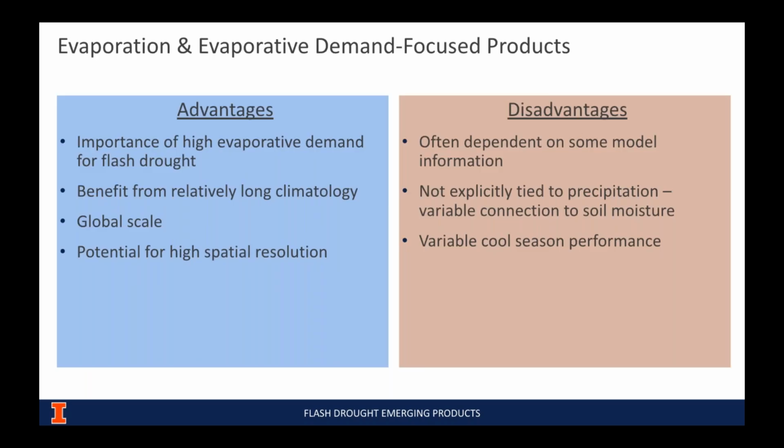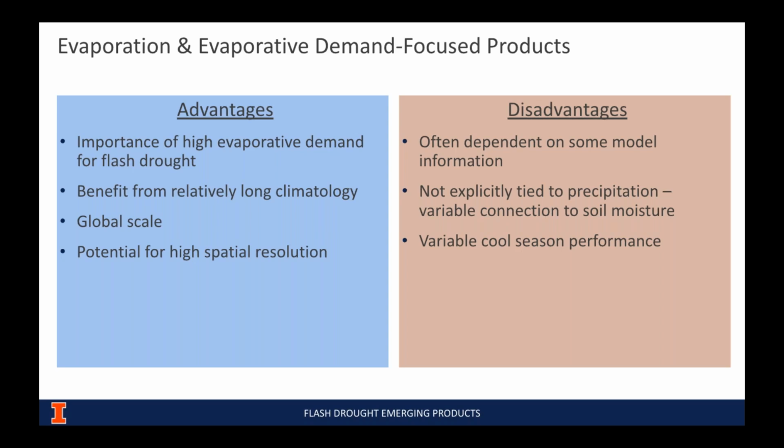Okay, so we're going to start with evaporation and evaporative demand focused products. Gwen talked about this a little bit in some of the products from CPC. So we have evaporation and then evaporative demand, sort of the potential evaporation, which is driven more by temperature, wind speed, humidity, and so on. I have these different summaries broken up into advantages and disadvantages. Again, these are very broad. They can vary a little bit between products that use evaporation or evaporative demand, but these are broad advantages and disadvantages. So some of the advantages of evaporation and evaporative demand focused products, those that use that information to produce either monitoring or early warning.